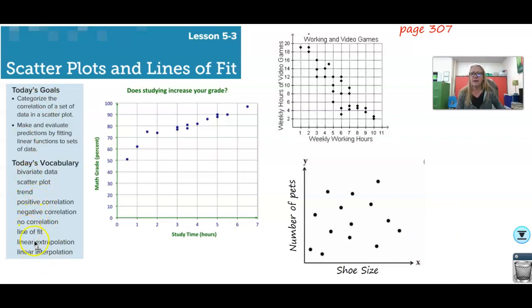There's a whole bunch of vocabulary. Positive correlation means it's going up, and the two things are related. Negative correlation means it's going down, and the two things are related. No correlation means not related. Bivariate data is just this. It's data where you're comparing two things. That's why it's bivariate data.